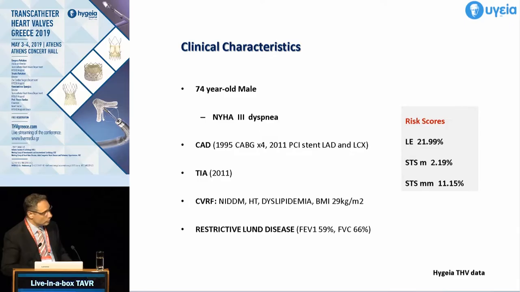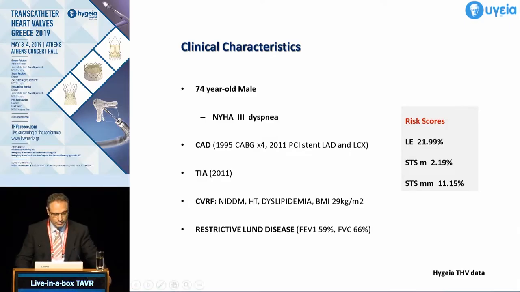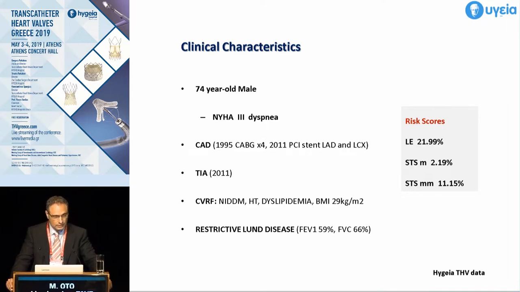And in the next minutes, we are going to present an interesting case. This is a 74-year-old male with symptoms of dyspnea, NYHA class 3, coronary artery disease, an onset of transient ischemic attack many years ago with no residual neurological symptomatology, all the cardiovascular risk factors including diabetes mellitus and restrictive lung disease.